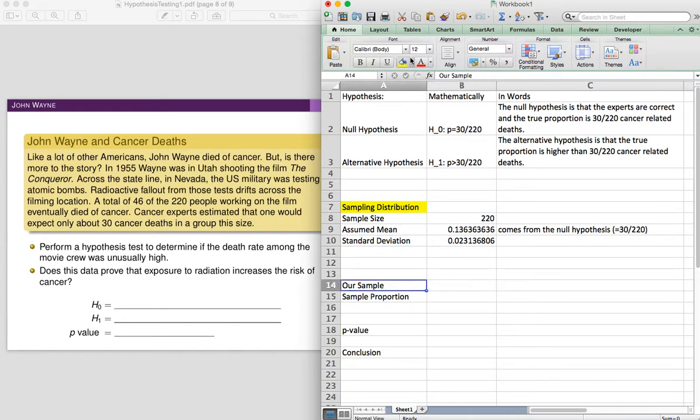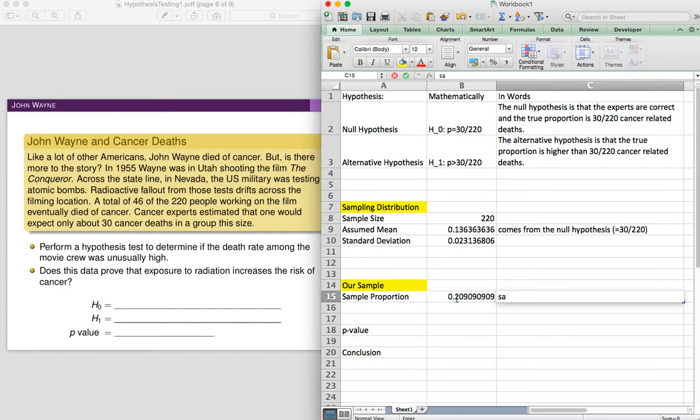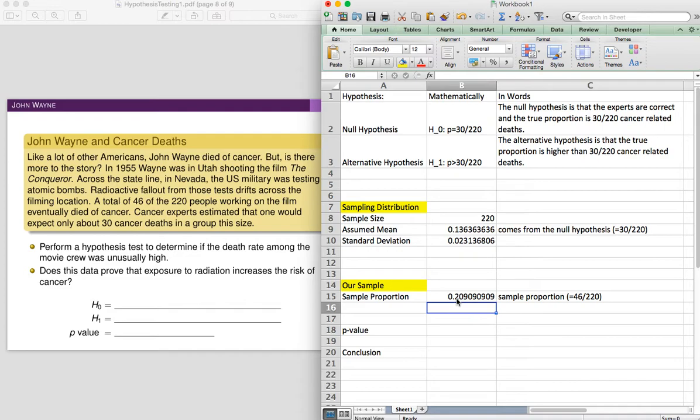Now, our sample, on the other hand, gives us new information about this situation. So our sample proportion is 46 out of 220. So we had 46 cancer-related deaths out of 220 people working on the film. Now, to calculate a p-value, what we're interested in is the probability of finding our sample or more extreme?